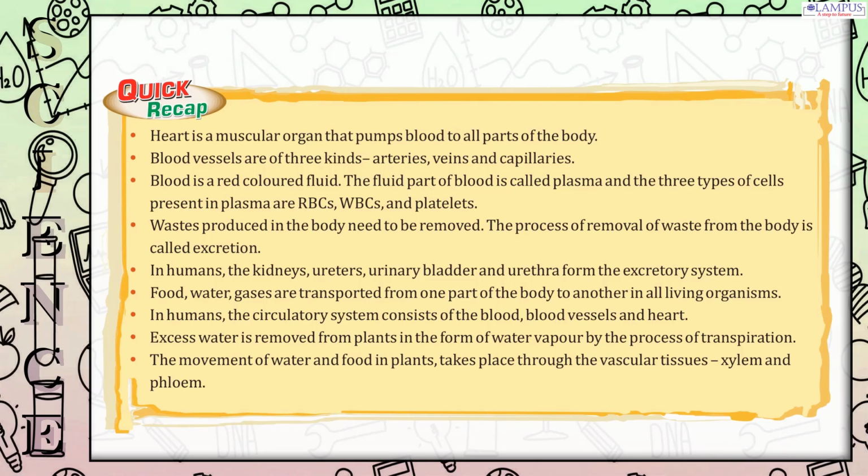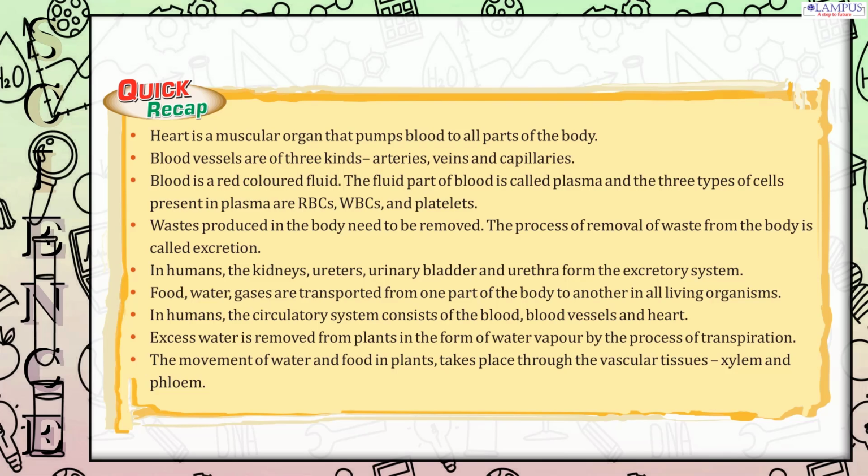Quick recap. Heart is a muscular organ that pumps blood to all parts of the body. Blood vessels are of three kinds: arteries, veins and capillaries. Blood is a red-colored fluid. The fluid part of blood is called plasma, and the three types of cells present in plasma are RBCs, WBCs, and platelets. Wastes produced in the body need to be removed. The process of removal of waste from the body is called excretion. In humans, the kidneys, ureters, urinary bladder and urethra form the excretory system.